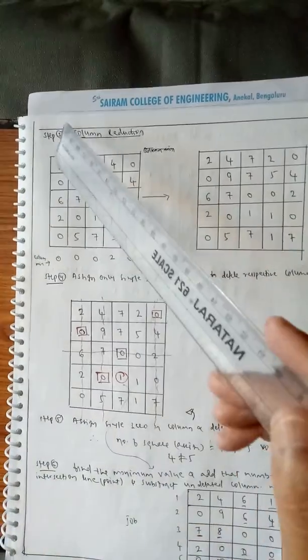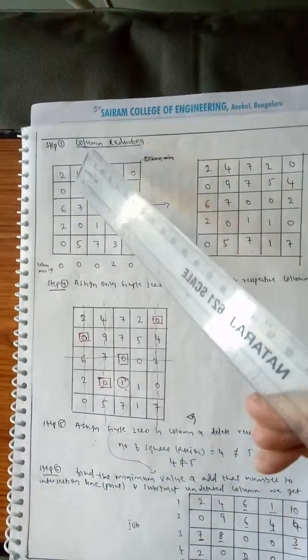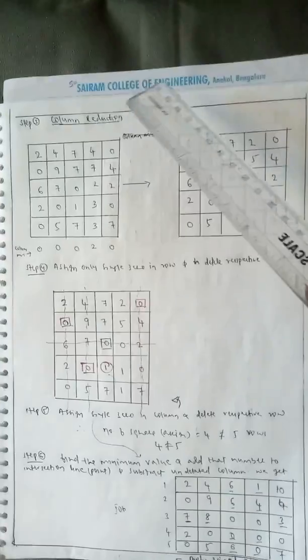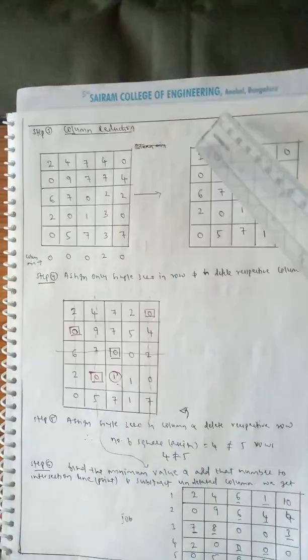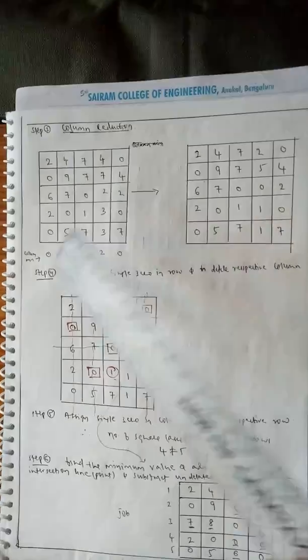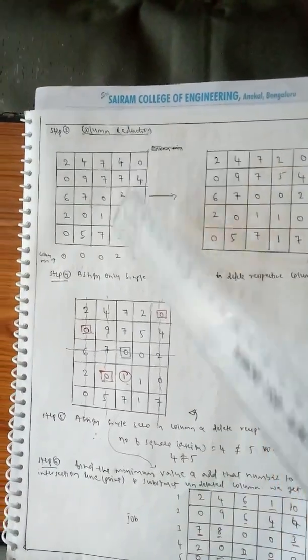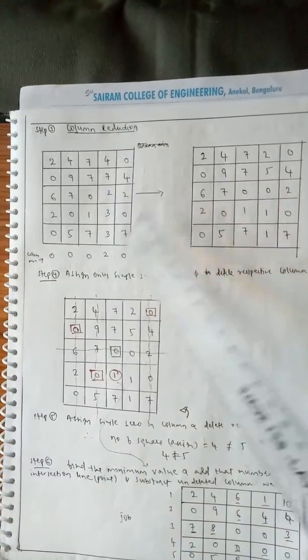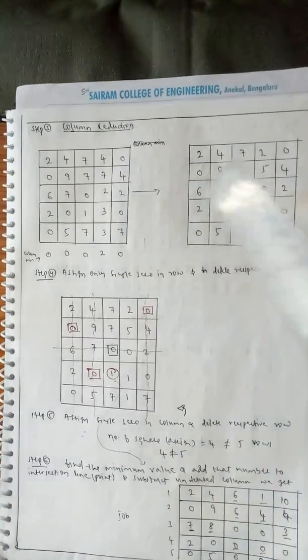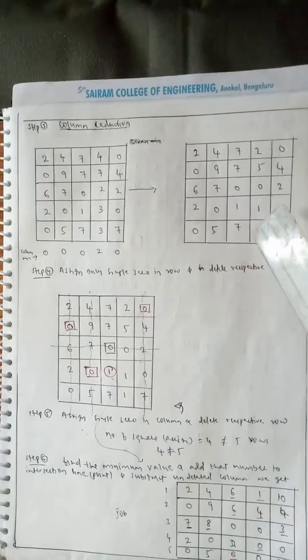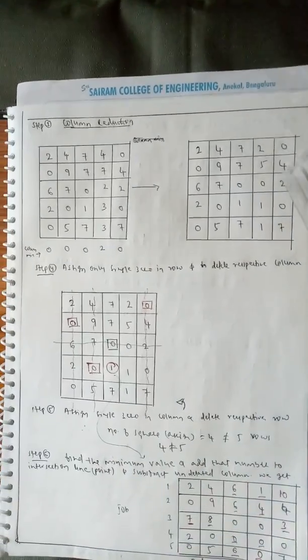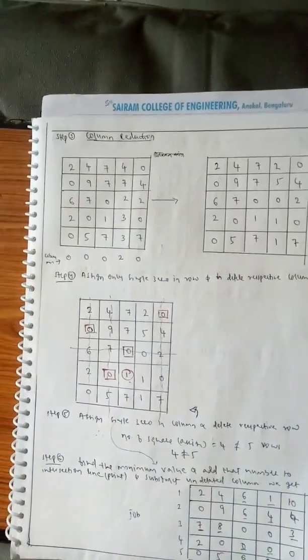Again, subtract the least value from the respective column. Where the least value is 0, subtracting it gives the same value. The only difference is in the column where the least value is 2. 4 minus 2 is equal to 2, 7 minus 2 is equal to 5, 2 minus 2 is equal to 0, 3 minus 2 is equal to 1. The other column is also 0, written as it is. This is about the third step.